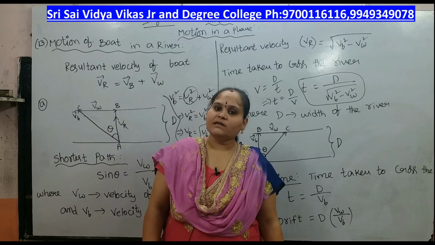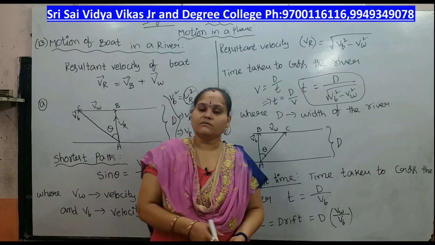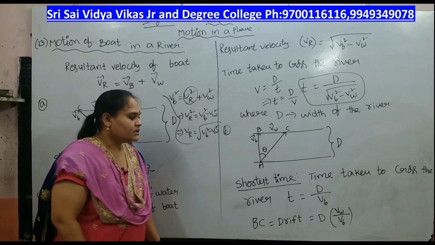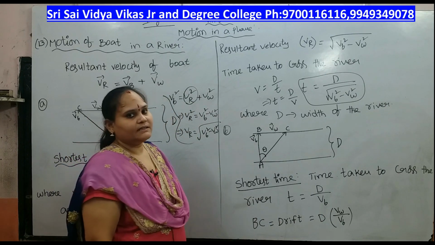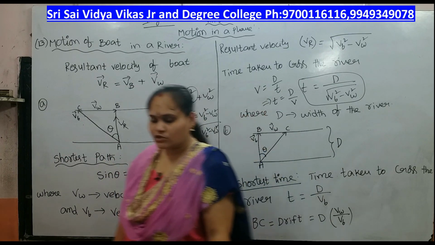Another case is to calculate the shortest time. Here we take just the boat velocity; there is no need for the water velocity. So T equals D by V_B. This is the motion of a boat in a river. Next we will calculate oblique projection.